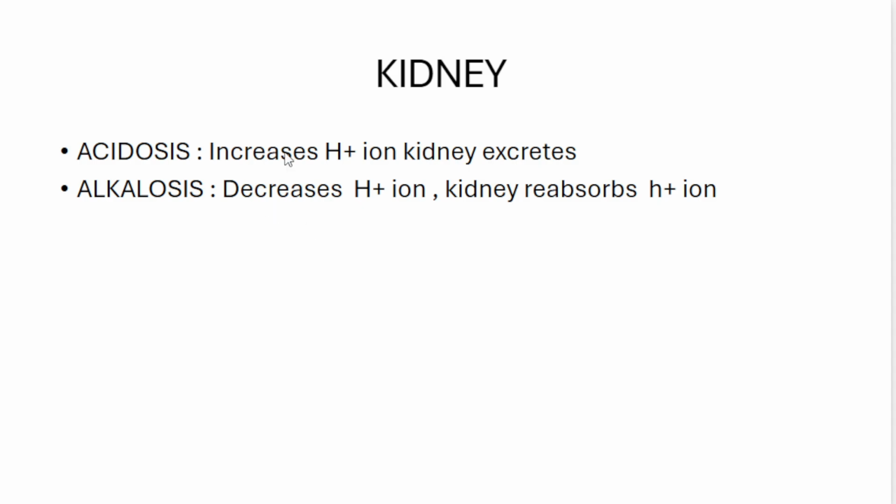In the kidneys, the main role is forming bicarbonates. There are H plus ions. If there is increased acidosis, meaning pH will decrease, what will happen? H plus ions will increase. Then the kidney will excrete the H plus ions, maintaining the acid-base balance.